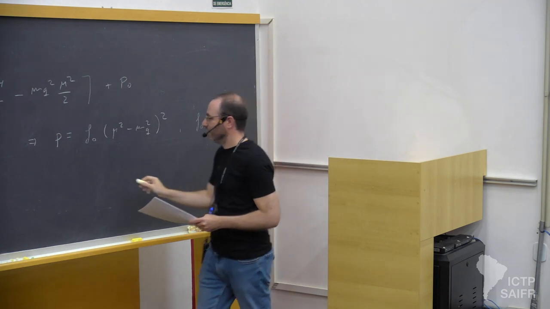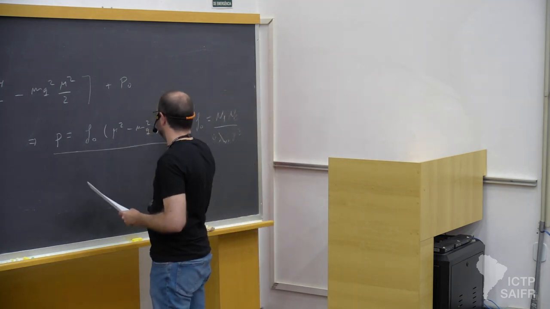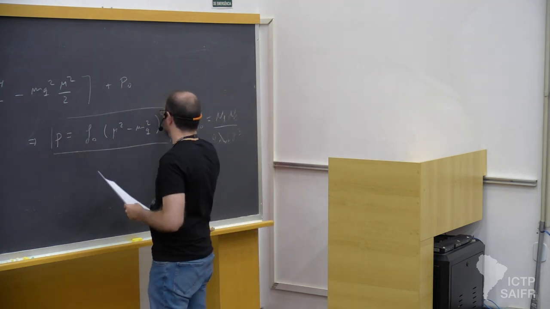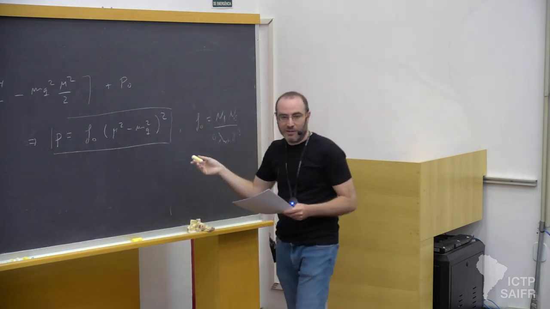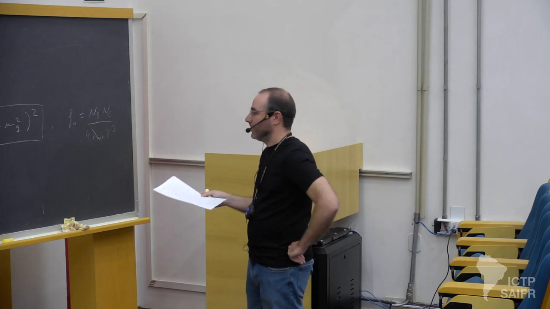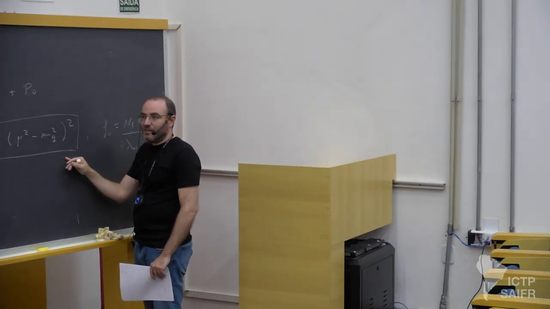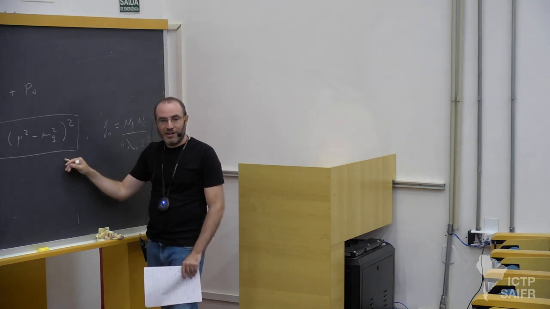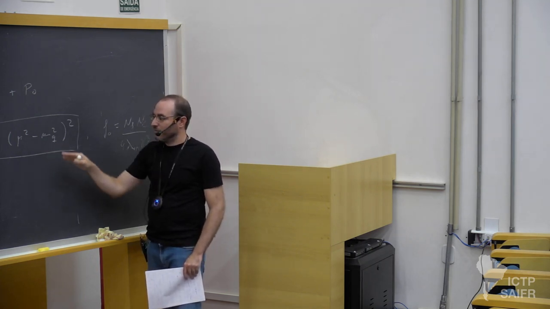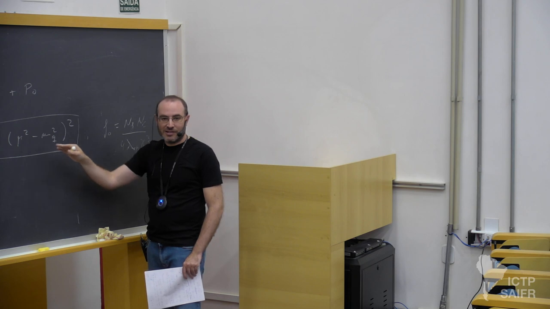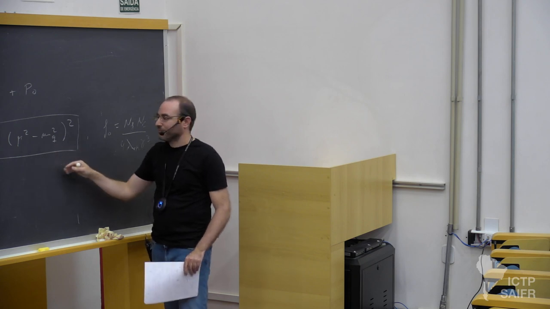Okay, so we've got the pressure, which is minus the free energy. No? So we have all the information about the thermodynamics of this system. Okay, so we are almost done. We just need to compute the energy density and write the pressure in terms of the energy density, or vice versa, no? To have the equation of state.